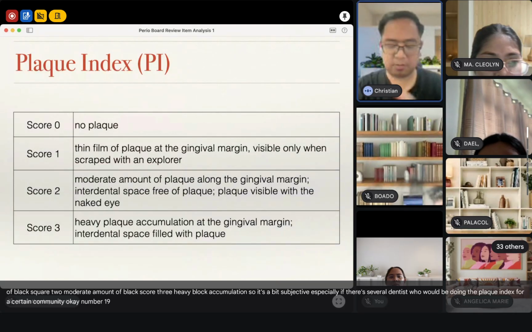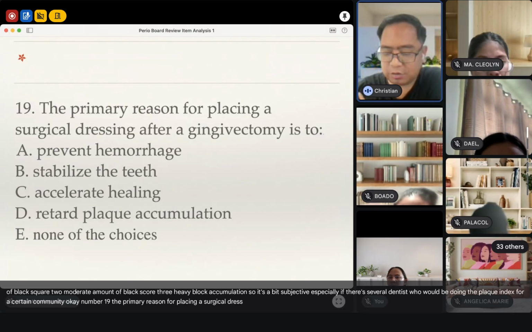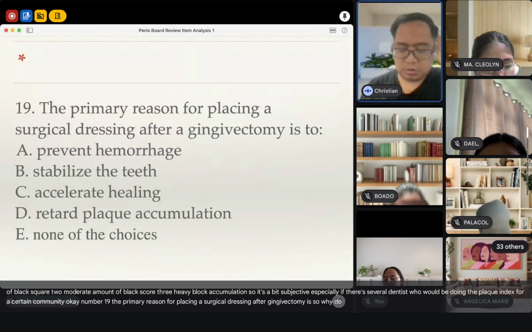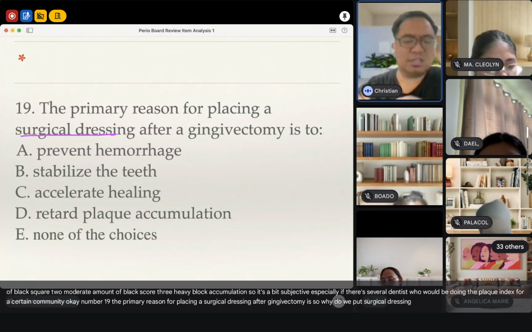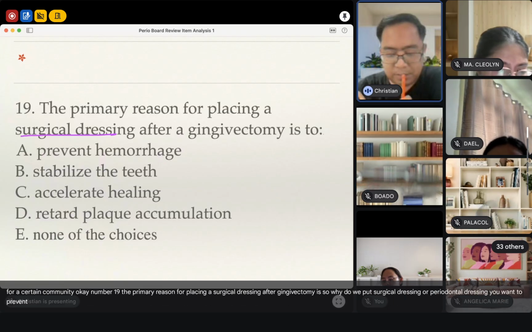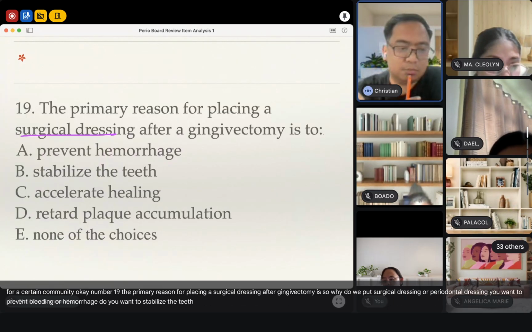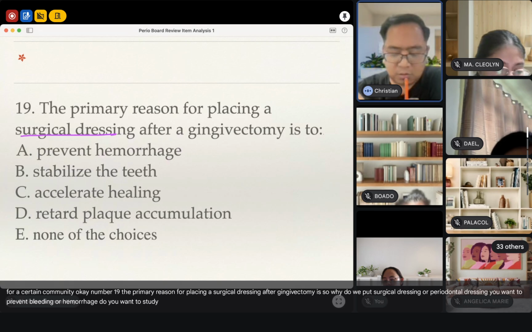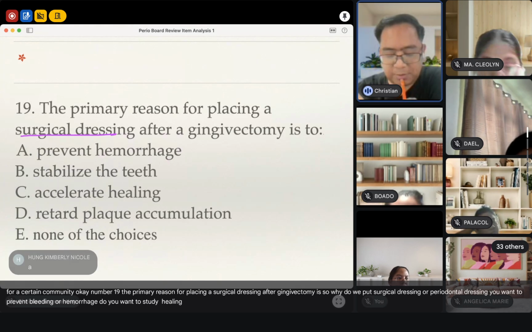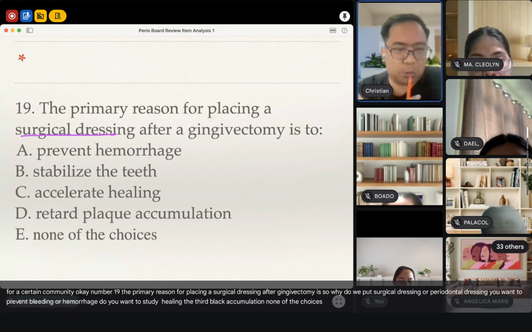Number 19. The primary reason for placing a surgical dressing after gingivectomy is, so why do we put surgical dressing or periodontal dressing? You want to prevent bleeding or hemorrhage. You want to stabilize the teeth, para hindi sila mag-move. Accelerate healing. Retard plaque accumulation. None of the choices.